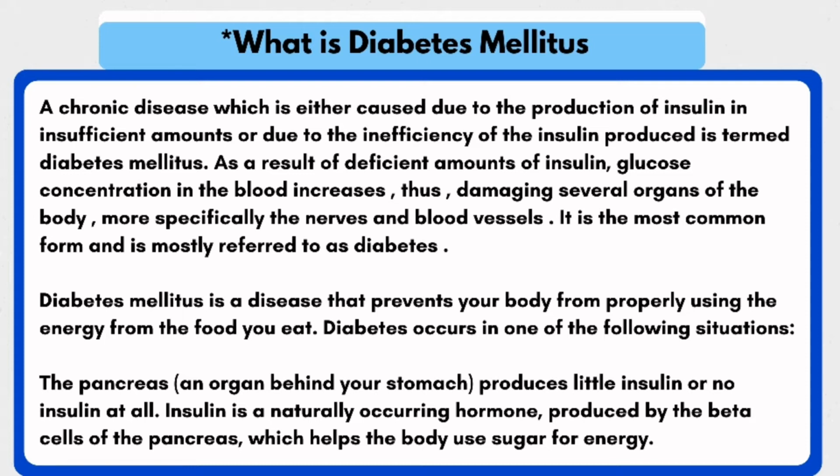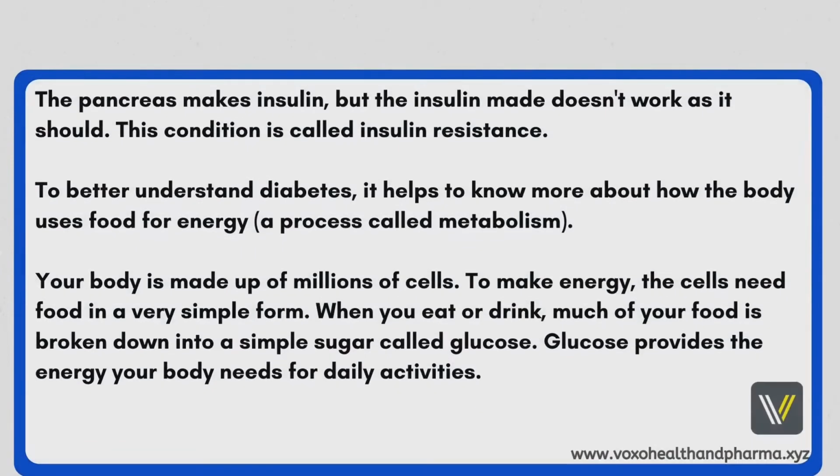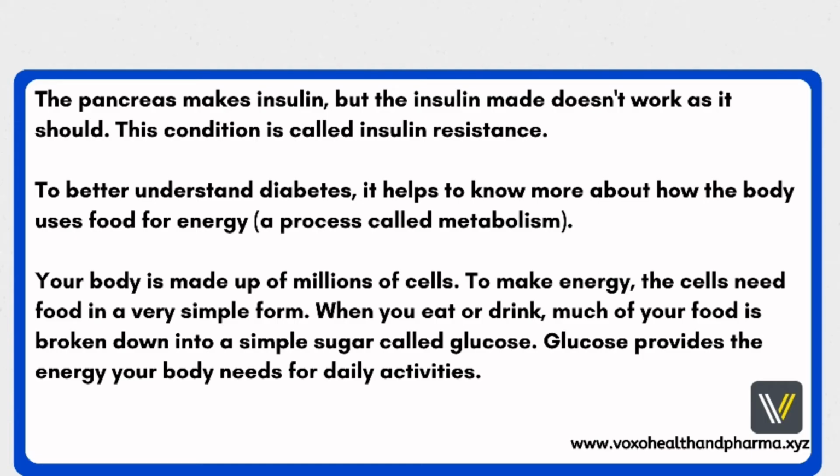Diabetes mellitus is a disease that prevents your body from properly using the energy from the food you eat. Diabetes occurs in one of the following situations. The pancreas, an organ behind your stomach, produces little insulin or no insulin at all. Insulin is a naturally occurring hormone, produced by the beta cells of the pancreas, which helps the body use sugar for energy. Or the pancreas makes insulin, but the insulin made doesn't work as it should. This condition is called insulin resistance.